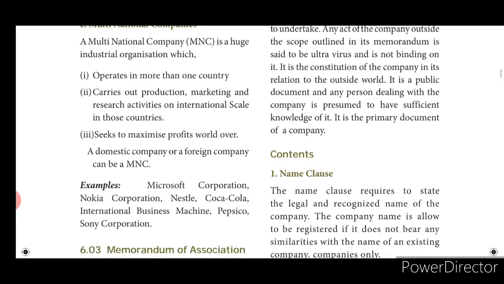So it seeks to maximize the profits worldwide. A domestic company or a foreign company can be an MNC. The Microsoft Corporation, Nokia Corporation, Nestle, then Coca-Cola, International Business Machines, PepsiCo, Sony Corporation.